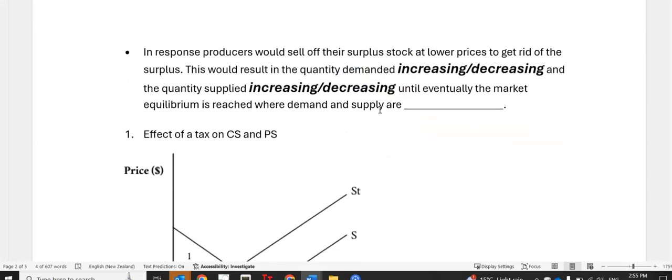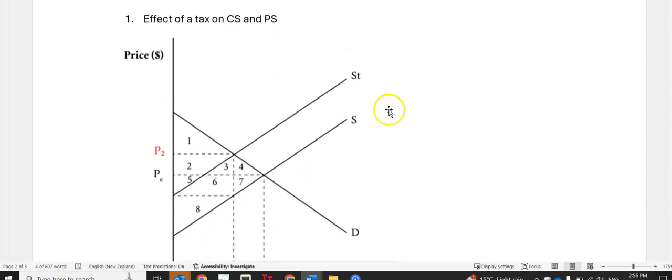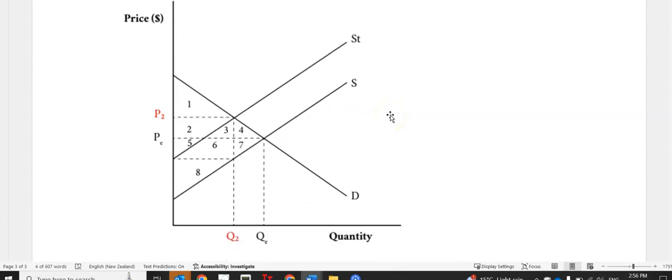A couple of examples now. So tax comes up a lot. Here's a tax graph. You've got to be able to find your new area of consumer surplus. So that would be here. And your new area of producer surplus would be here. I'm not going into detail around this. You've just got to practice it.